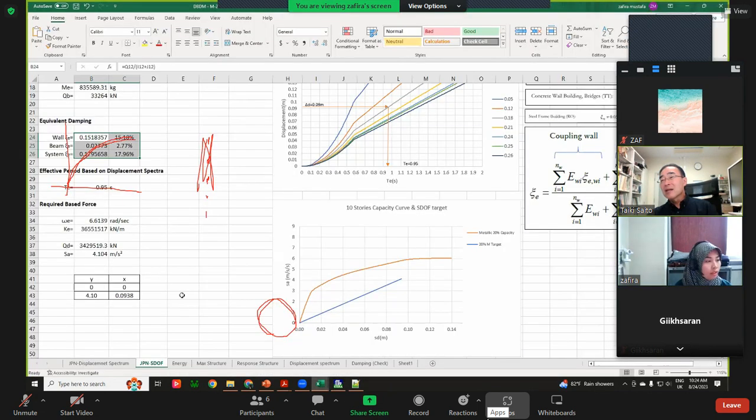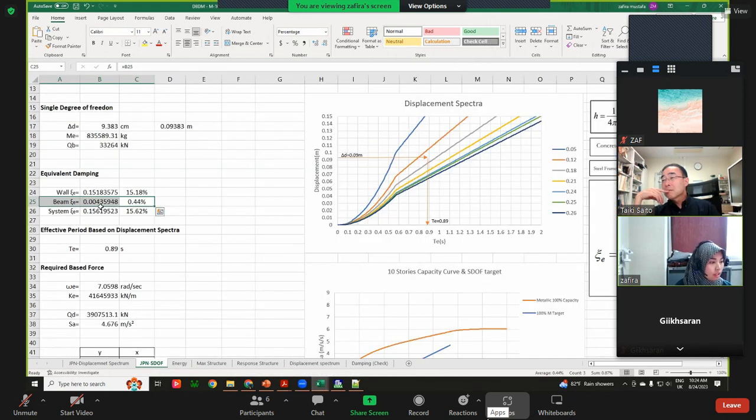If I compare the percentage of energy dissipated, for 20% it is 2.7, but the wall is a very big damping. And this is for 100%. For 100%, the damping for metallic is only 0.4. It's very little. Maybe that's one of the reasons the capacity curve is not much different.